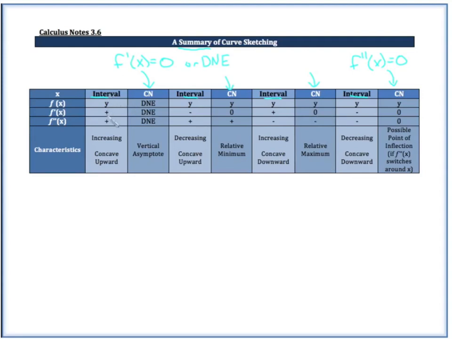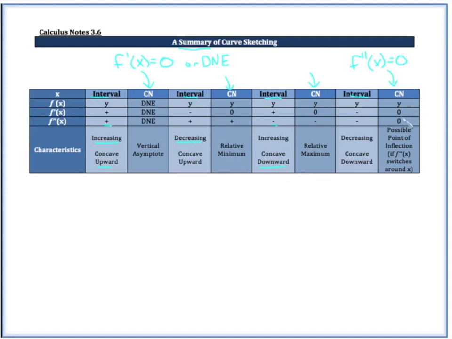Now on our intervals here, if f prime is positive in that interval, then we say that the function is increasing. If f prime is negative, then we say the function is decreasing. Now, if we look at an interval and the second derivative is positive, then we say it's concave upward. And if the second derivative is negative, then we say the function is concave downward.